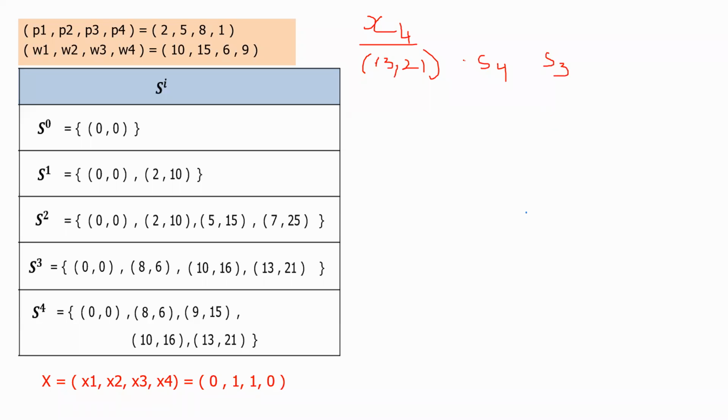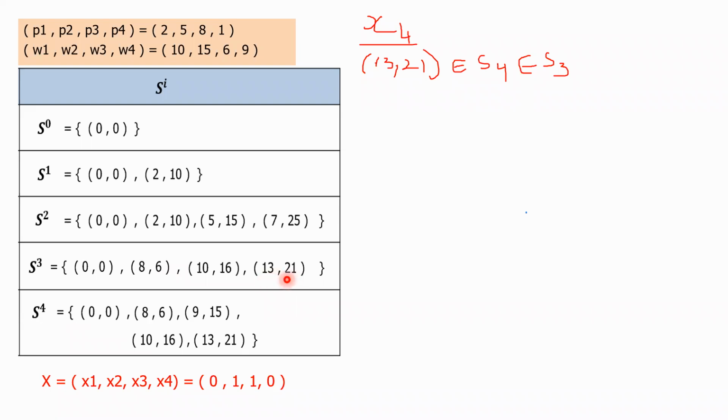Now 13, 21 belongs to S4. It is there in S4. It also belongs to set 3. 13, 21 is also there in set 3. So this is the scenario. 13, 21 belongs to S4 and 13, 21 also belongs to S3. So that means if 13, 21 is there in S3 as well as S4, then we are not going to include the fourth object into the solution, because the optimal solution is 13, 21.